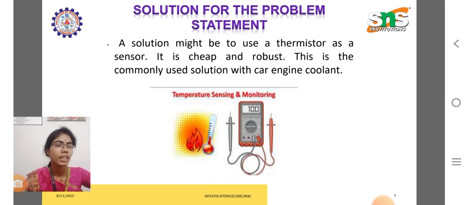Solution for the problem statement. A solution might be to use a thermistor as a sensor. It is cheap and robust. This is the commonly used solution with car engine coolant, where temperature sensing and monitoring is easy with the thermistor. It is cheap and robust when compared to other methods of measuring car engine coolant temperature.